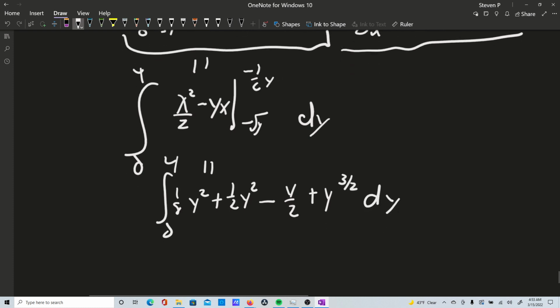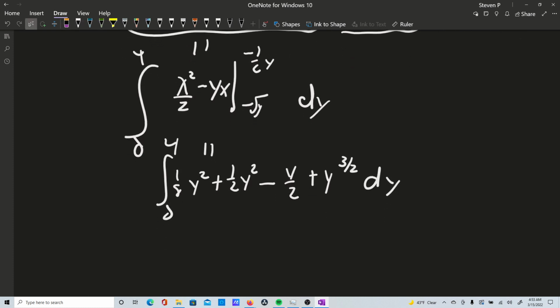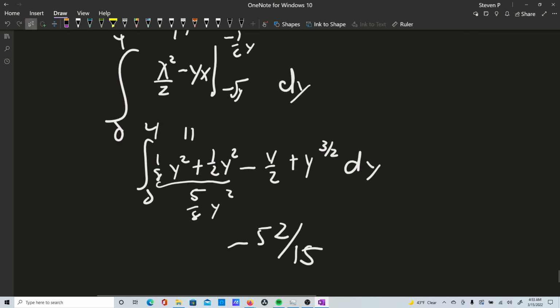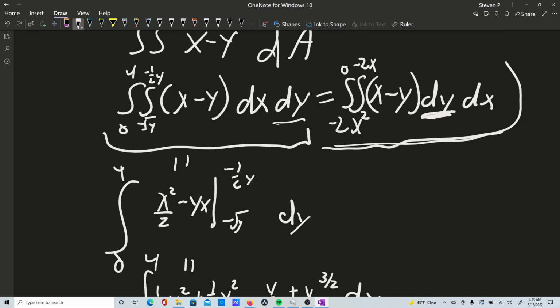And at this point, it's just a bunch of crunching out arithmetic, but I think that comes out right. Yeah, this is just 5/8 y squared, right? This is 5/8 y squared. Anyways, you crunch out the arithmetic and you end up with minus 52 over 15. I think this is just nasty computation and not testing anything interesting, but it is what it is. So I'll let you do the other integral, and this one shouldn't be as bad because there's no square root.